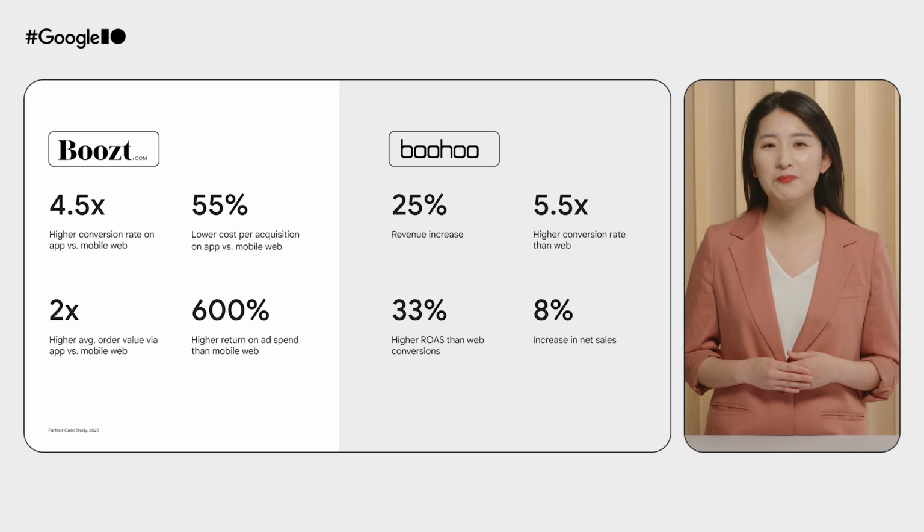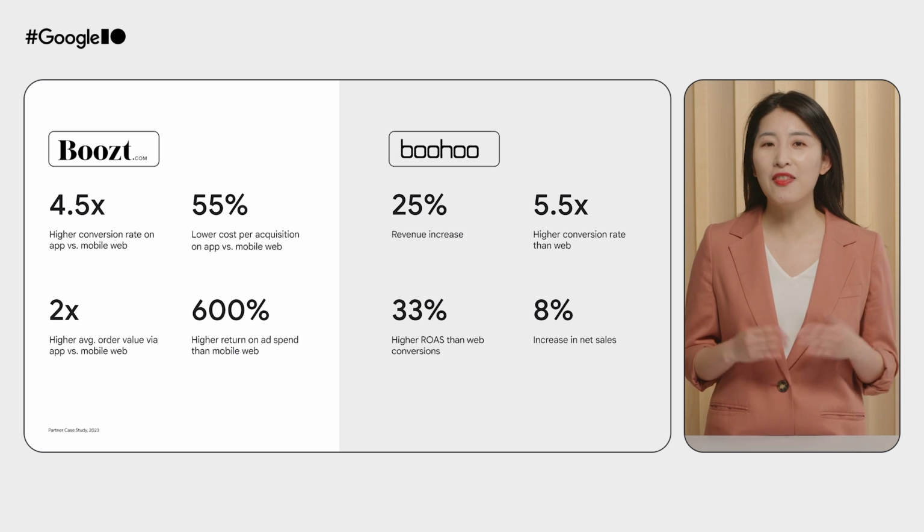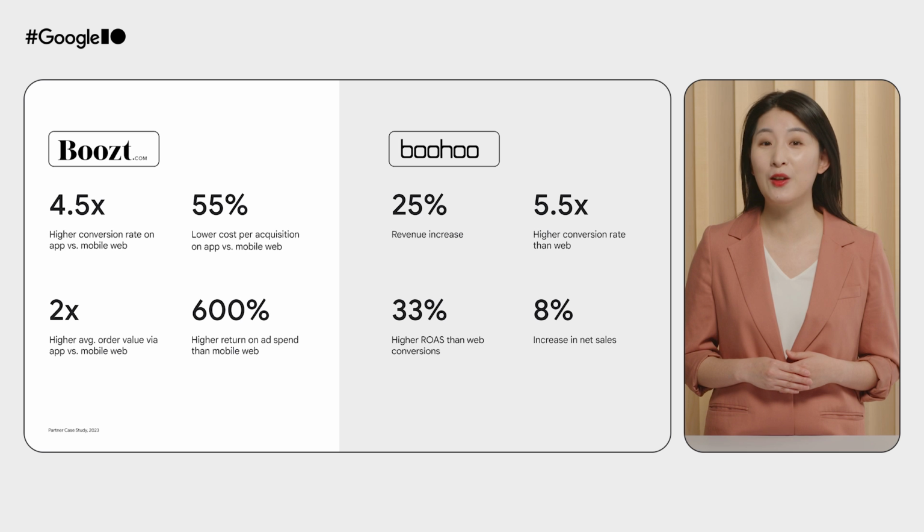Take these two examples. Boozt, a leading Nordic online store, saw a 4.5 times higher conversion rate and double the average order value in their app after implementing deep links. Similarly, British fashion giant Boohoo.com experienced a 5.5 times higher conversion rate, driving a 25% increase in overall revenue. This could be your company's story too.